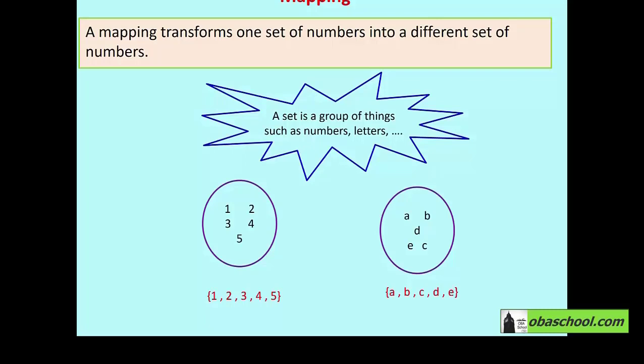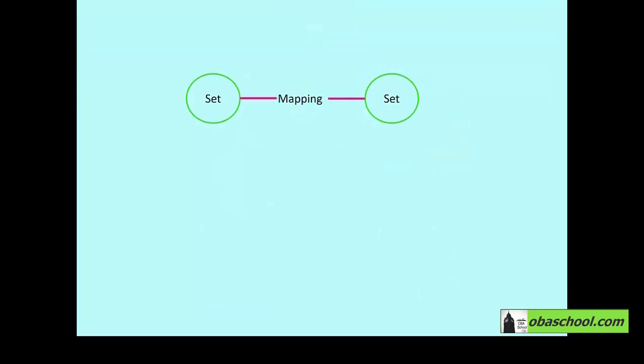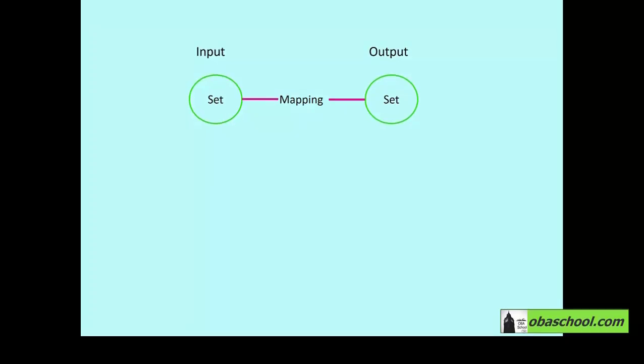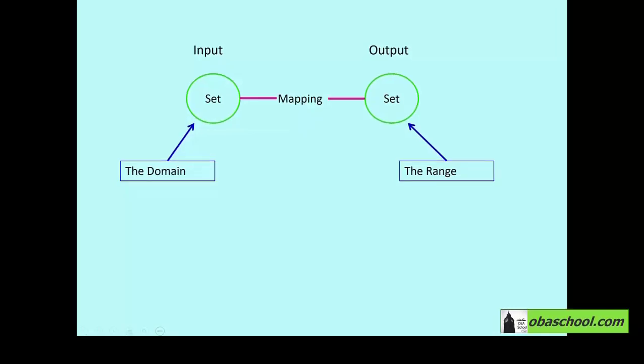Now let's see what is meant by mapping transforms one set to another set. This first set is called the input. And when I want to make a mapping for it into a new set, this means I want the output. The input set we call the domain, while the output set is called the range. So the input is the domain and the output is the range.